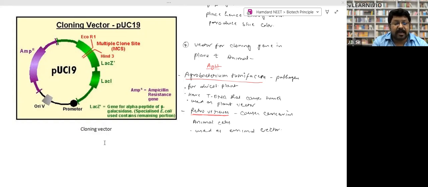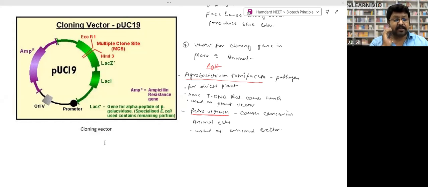Inside the Agrobacterium, there is a plasmid. We call that plasmid AGBT. Please try to understand. There is a bacteria, Agrobacterium tumefaciens, that causes cancer in the roots of dicot plants. In that bacteria, there is a plasmid. We have named that plasmid AGBT.